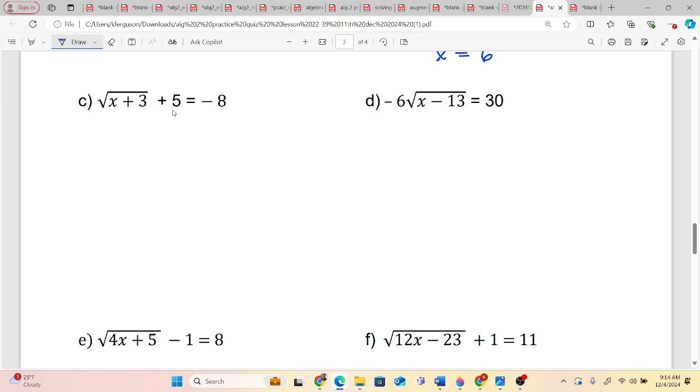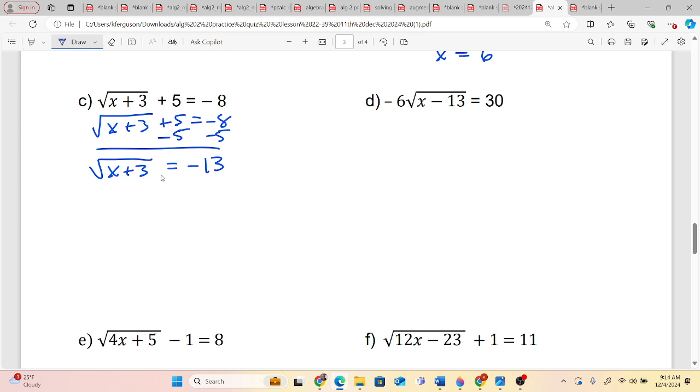So now I'm looking at this one. I need to isolate my square root, so I need to get rid of this 5. So let's rewrite it, and then we'll work on it. So let's start by subtracting 5 from both sides, and I've got the square root of x plus 3 equals negative 13.